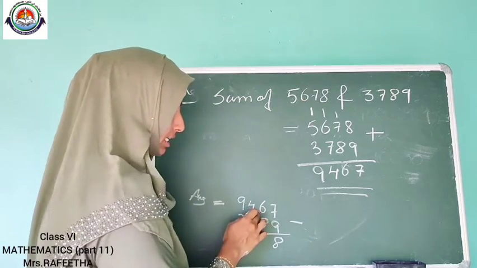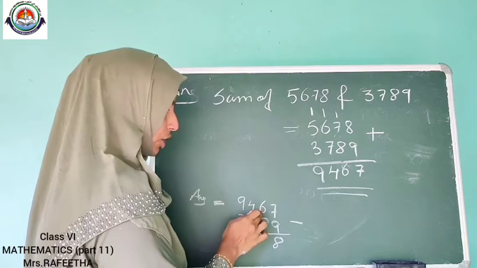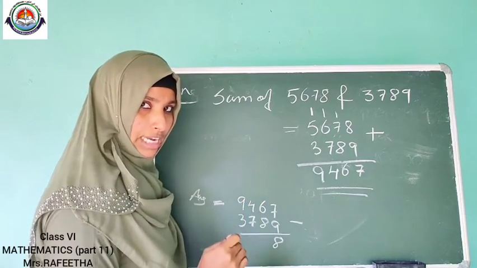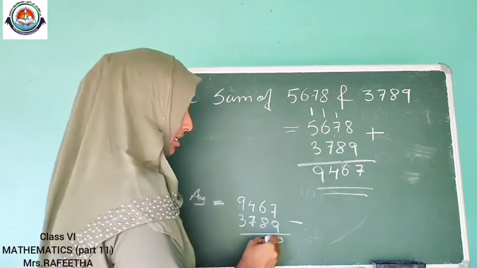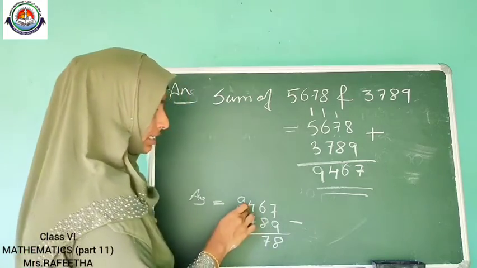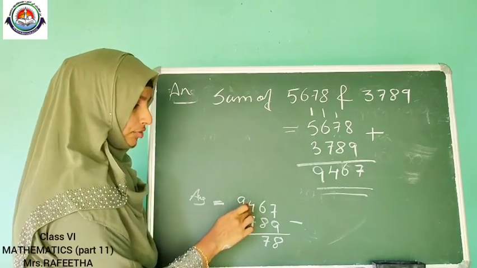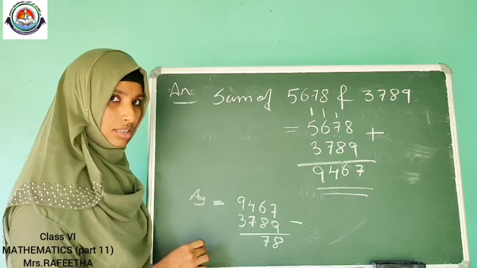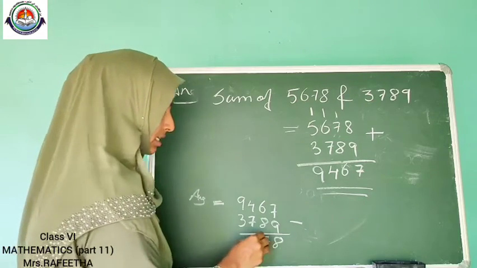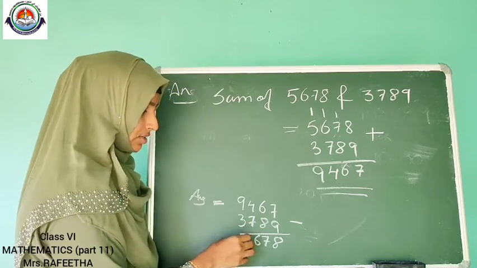Okay, the next here it is 5. So we want to borrow from here, 15 minus 8. What is 15 minus 8? That is 7. Then here it is 3, so we want to borrow 1 from here. 13 minus 7. What is 13 minus 7? That is 6. Here it is 8 minus 3, that is 5.